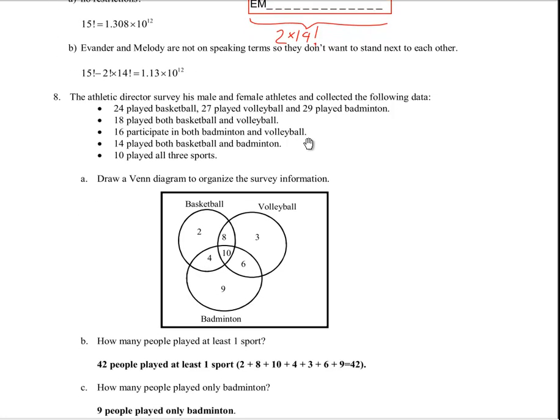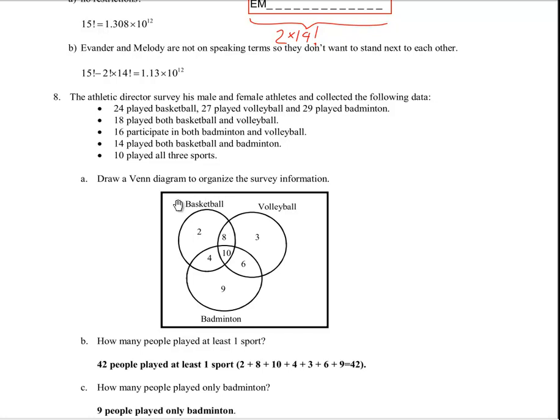Number 8, the athletic director surveyed his male and female athletes and collected the following data. We have 24 people that play basketball, 27 played volleyball, and 29 played badminton. 18 played both basketball and volleyball, 16 both badminton and volleyball, 14 basketball and badminton, and 10 played all 3 sports. You're supposed to arrange this in a Venn diagram.